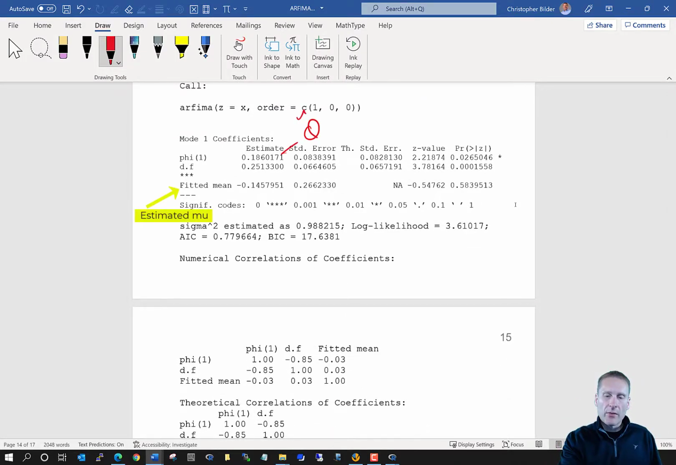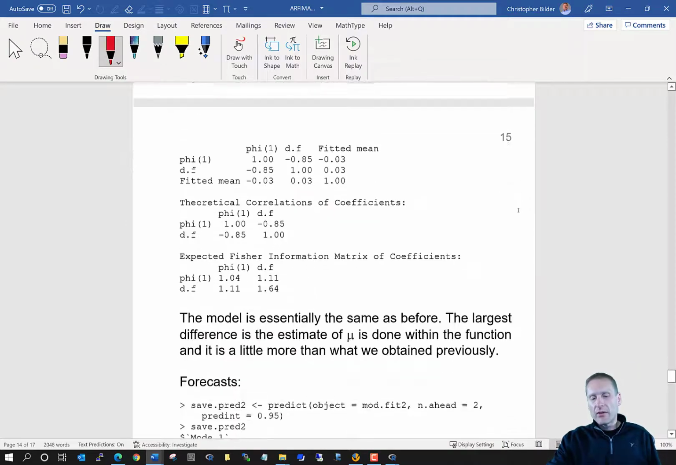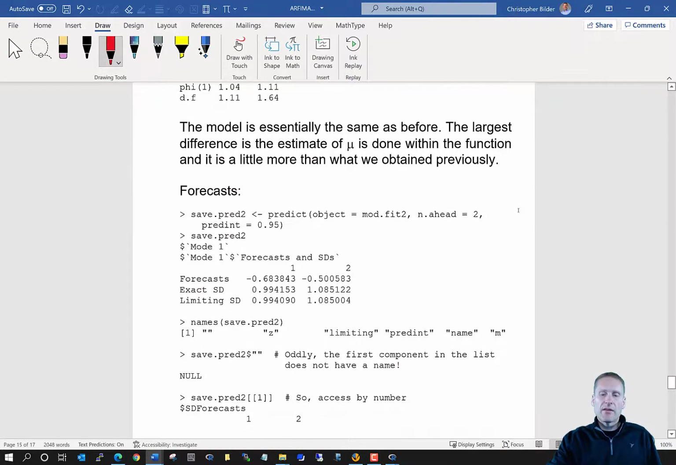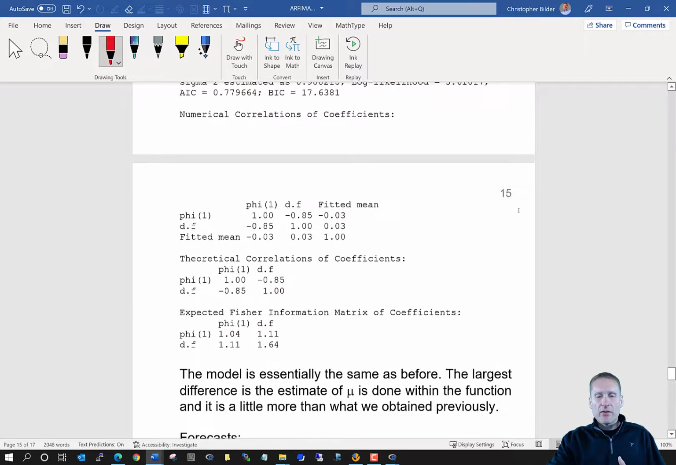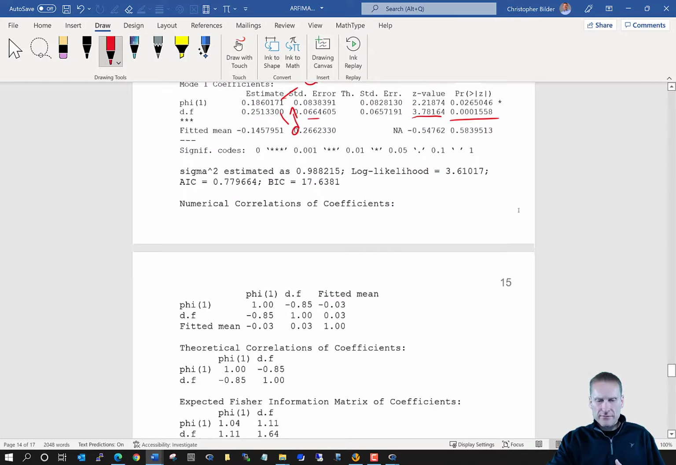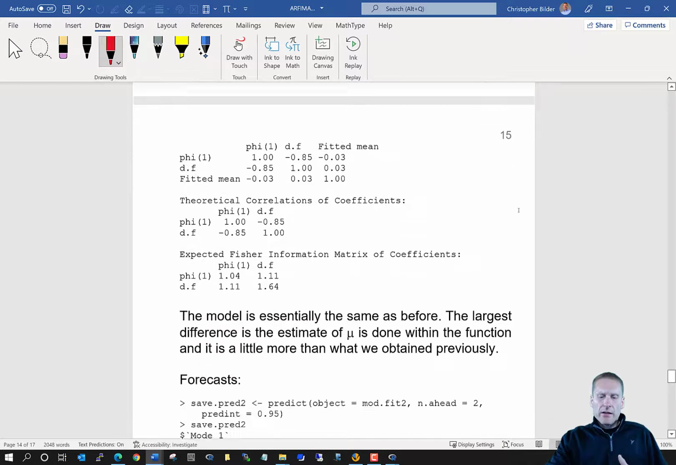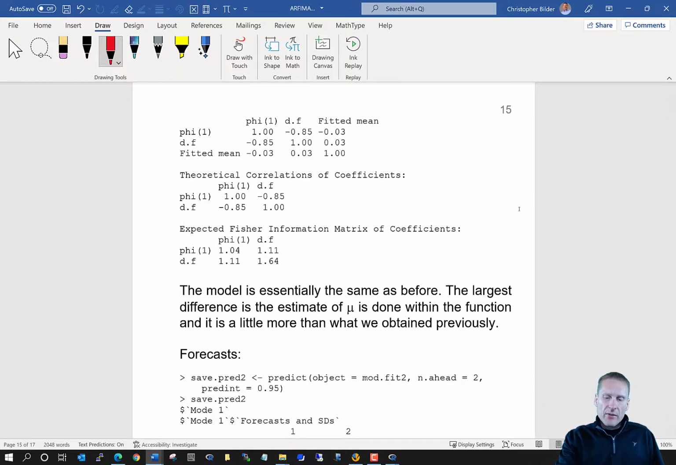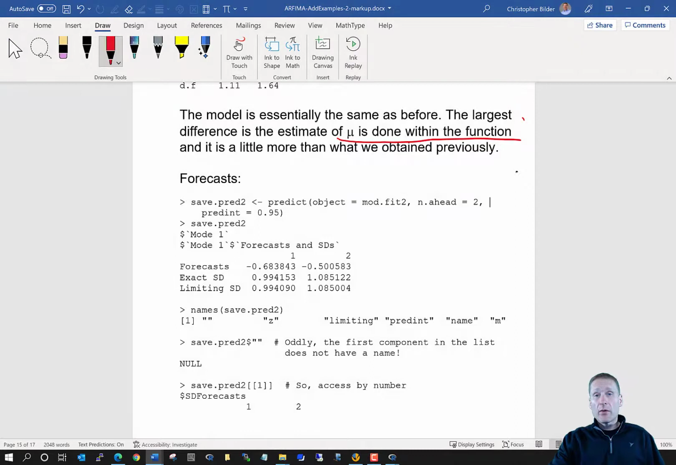Similar to what we've seen before, here's phi hat 1, here's d hat as well. We get z test statistics, standard errors, and p-values associated with them. We get a lot of stuff that we've seen before, and essentially this is the same as what we saw before as well. The largest difference is that the estimate of mu is actually done within the function. Otherwise, it's very similar. To do forecasting with this package, we can use its version of predict.